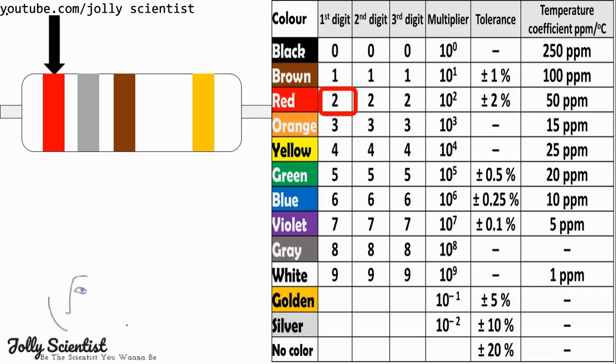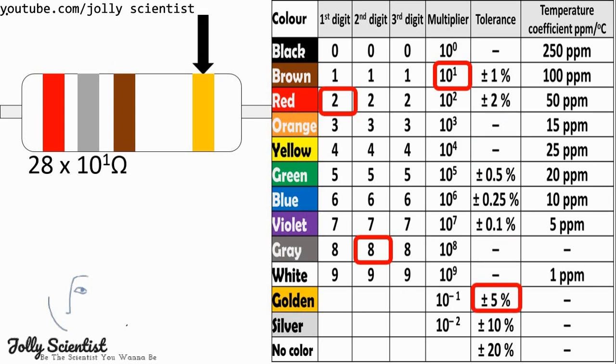The first color is a red, so we have a 2. Second is a gray, so we have 8. The third, remember, is a multiplier, so we have 10 to the power of 1. So what do we write down? We have 28 times 10 to the power of 1. The fourth value is a gold, so that's plus or minus 5%.